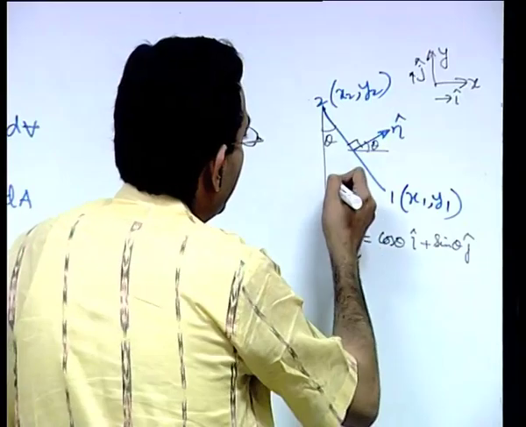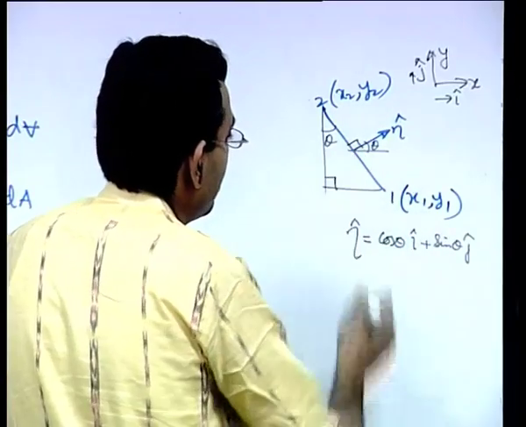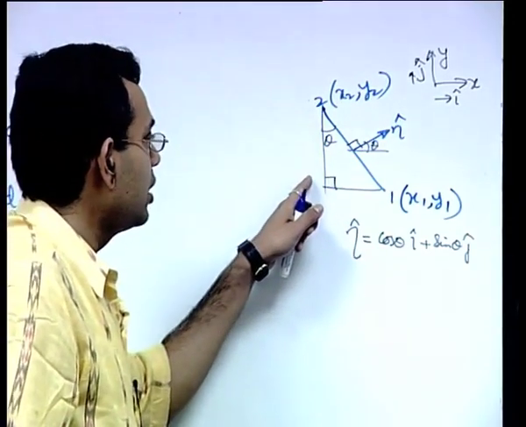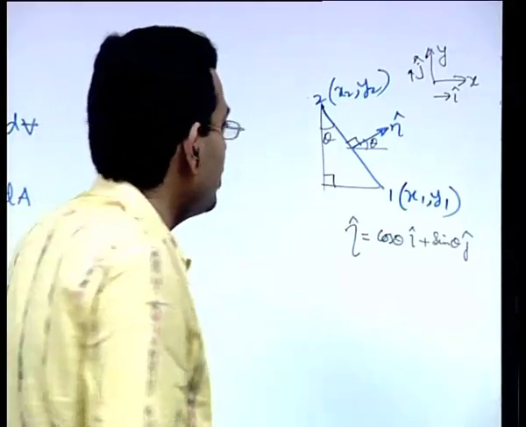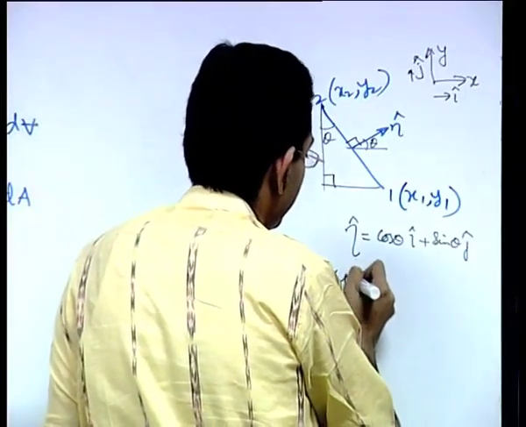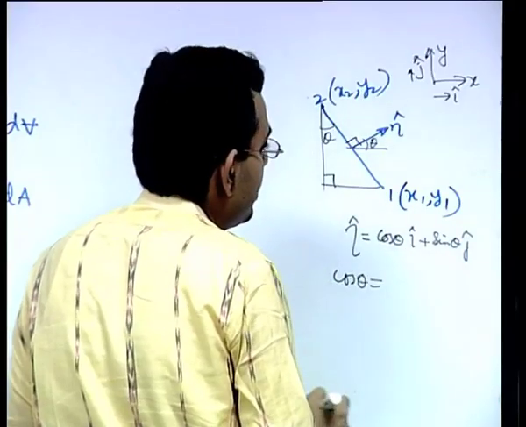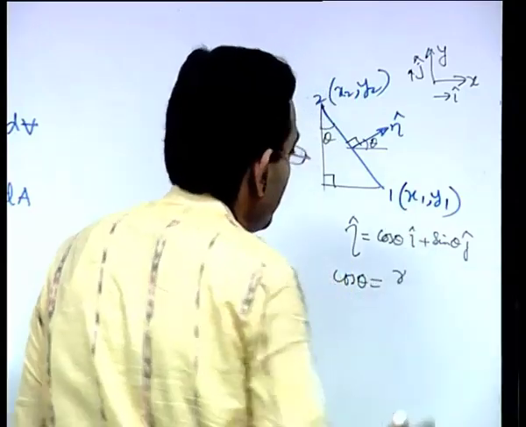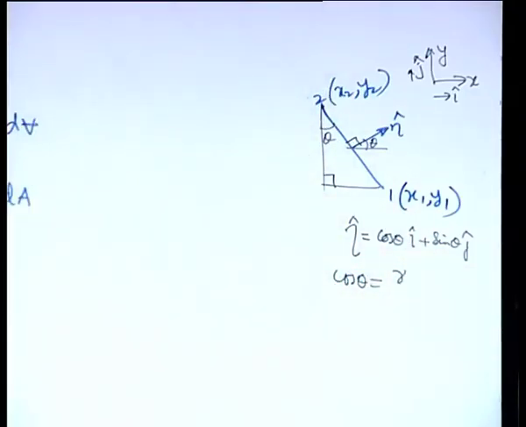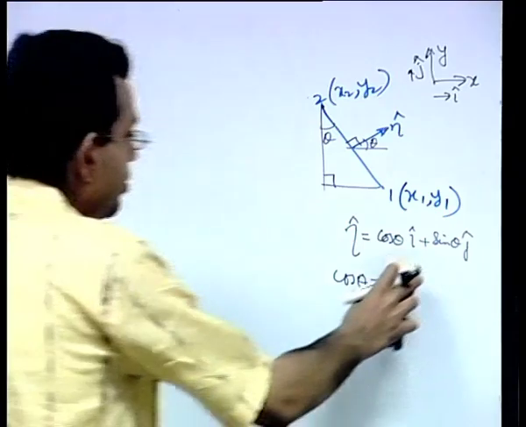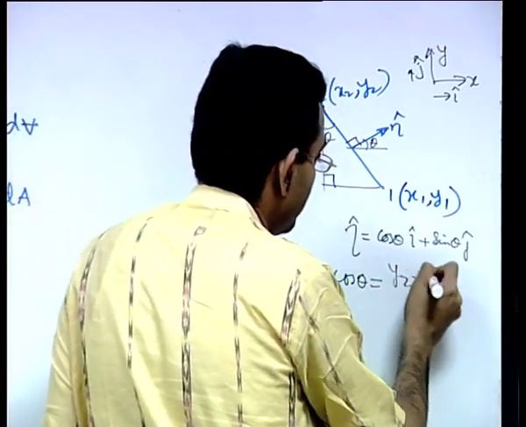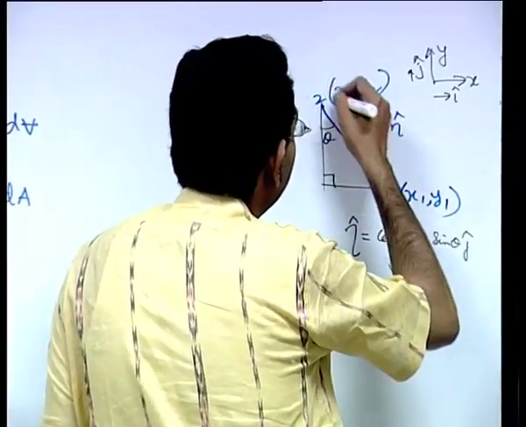Now, from the right angle triangle that we can form, we can make out what is cos theta. Cos theta, in terms of the y coordinates, is y2 minus y1 by the length of 1 2.